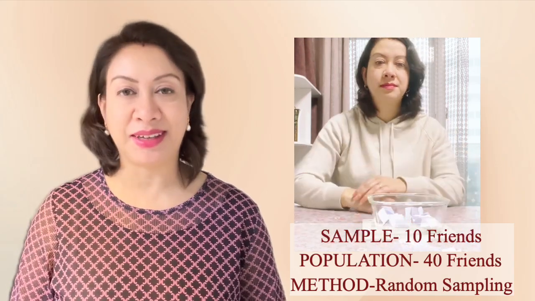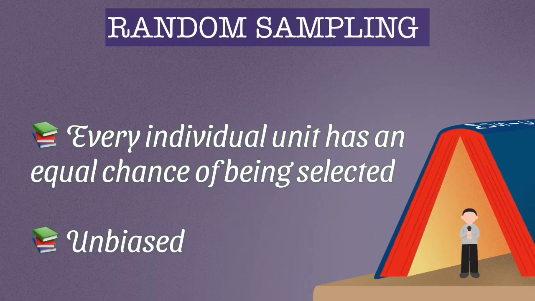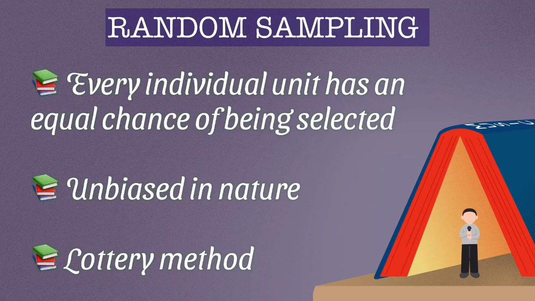random sampling technique. In random sampling, every individual unit has an equal chance of being selected. In other words, random sampling is unbiased in nature. This is why it is also called lottery method.